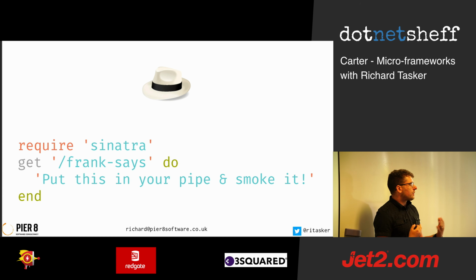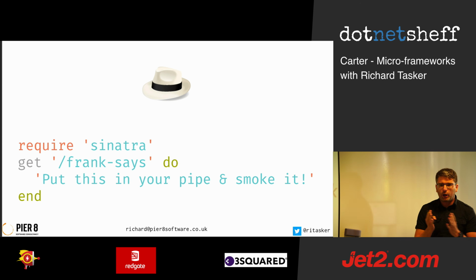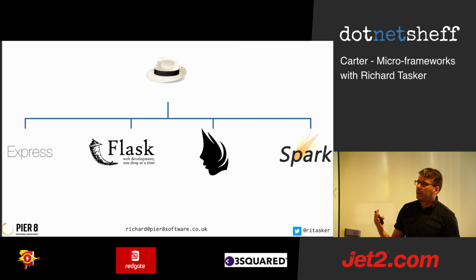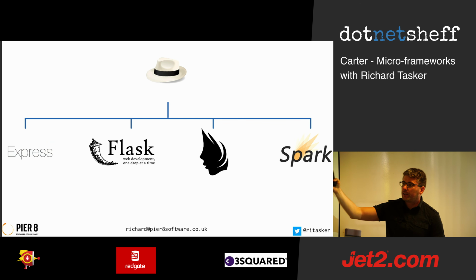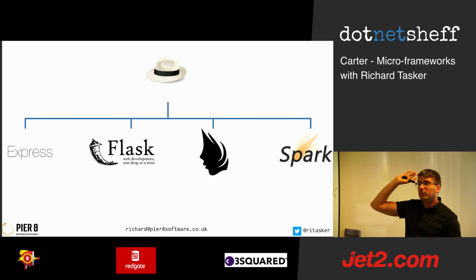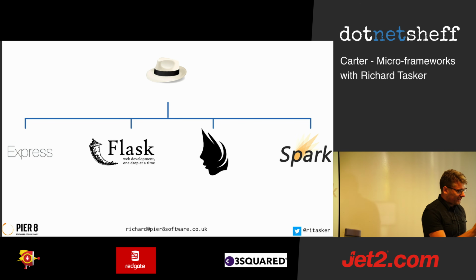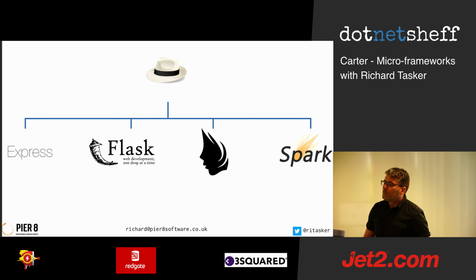And Sinatra can actually be considered the godfather, the beginning of the rise of the micro frameworks. So across multiple languages, we've got Express in JavaScript, Flask in Python, Nancy, and I believe Spark is Java. Can't remember that one, but yes, thank you. But this is a .NET user group, so let's talk about Nancy.